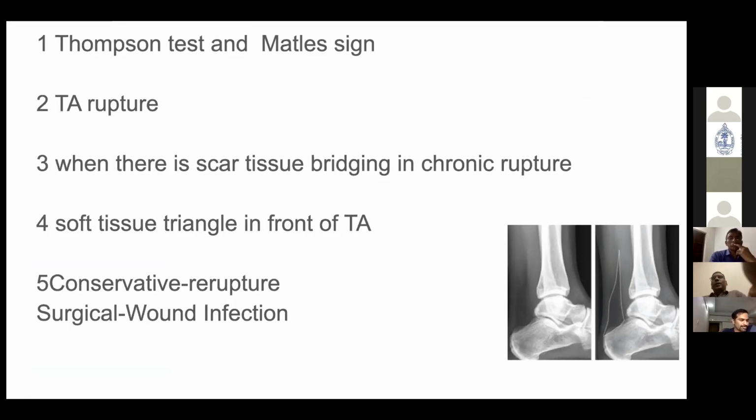Okay, any doubt? Or else we can go to the next case. Yes, sir.